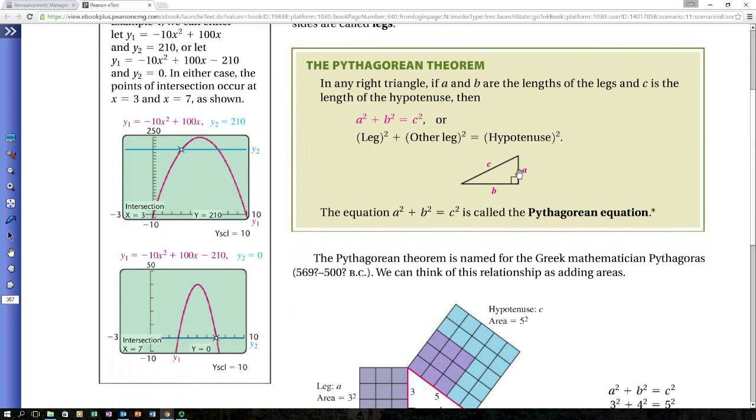And legs are parts of the right angle right here, this A and B lengths that they're talking about. And hypotenuse is the side opposite the right angle. This little square indicates a right angle.